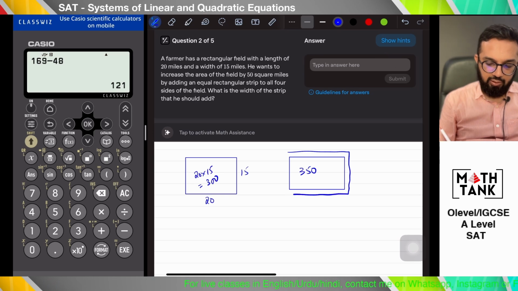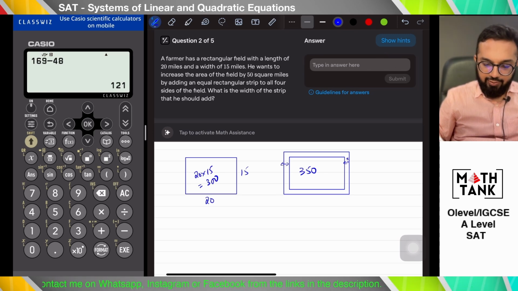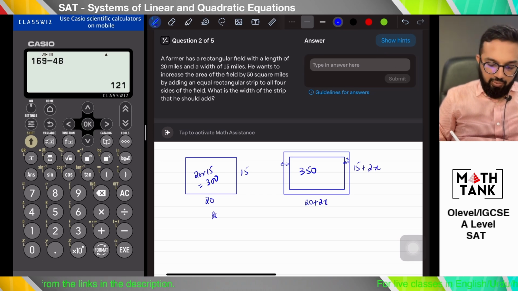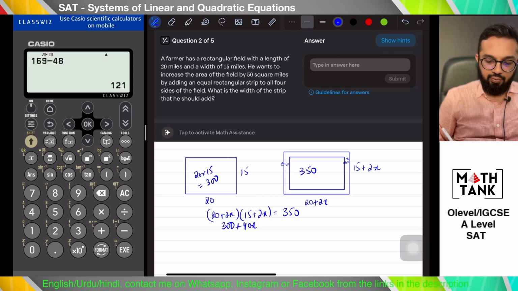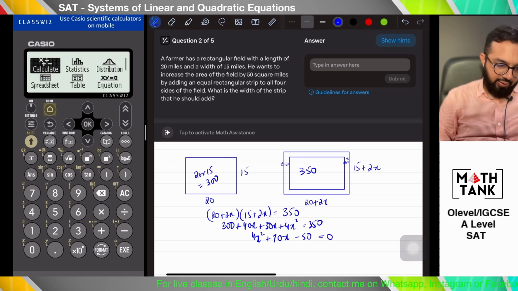So I want this to be an equal rectangle. So let's say I want to add x to this. What will the width become? It's an x on both sides, so that becomes 20 plus 2x, and this becomes 15 plus 2x. 20 plus 2x times 15 plus 2x equals 350. Now I'll have to expand this. I have to be careful about the multiplication. 4x squared plus 70x minus 50 equals 0. Let's go to quadratic and solve.